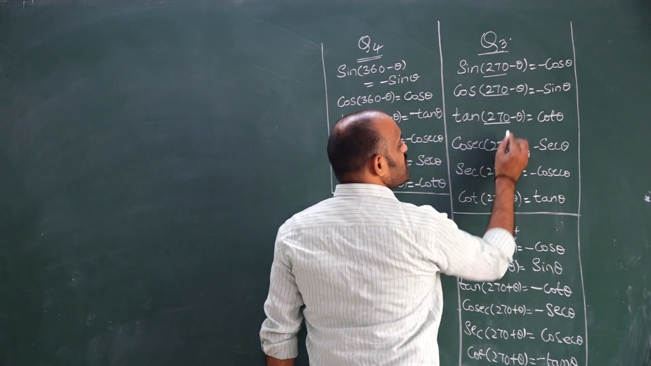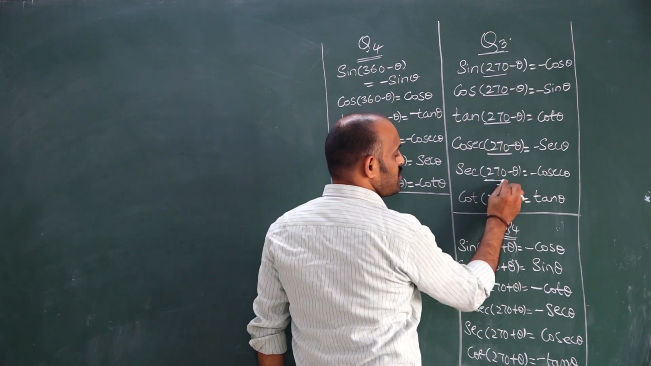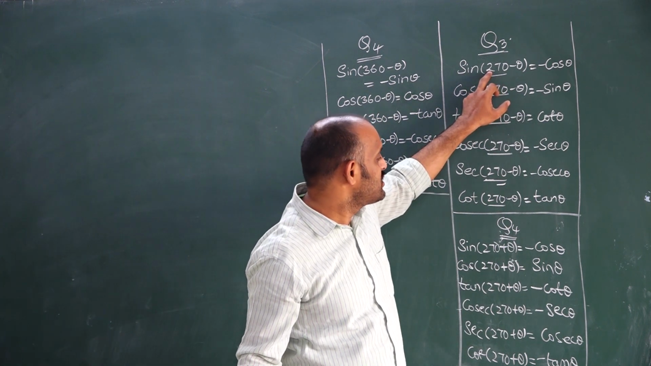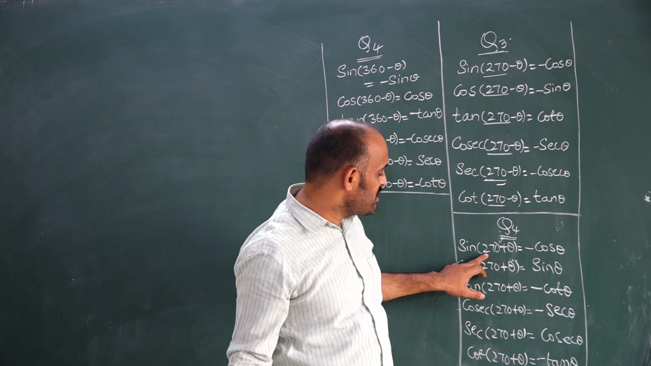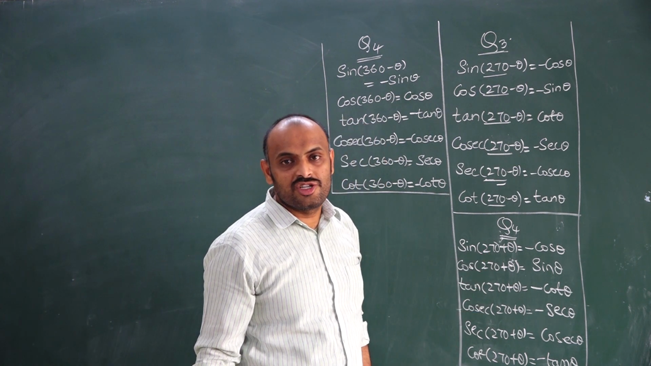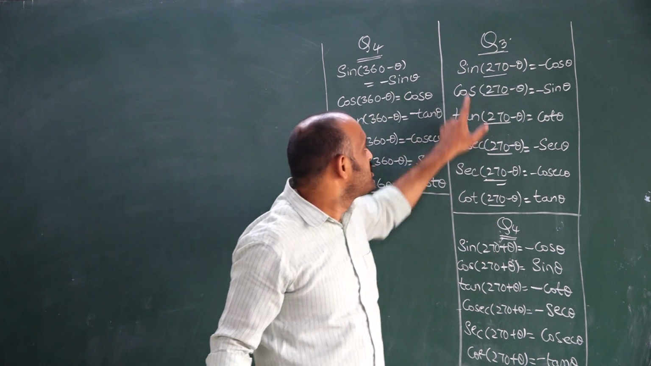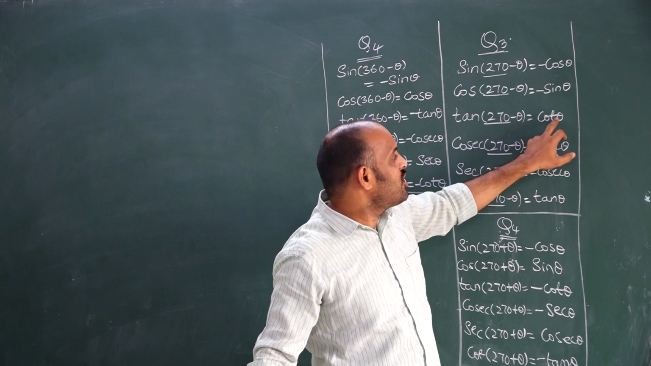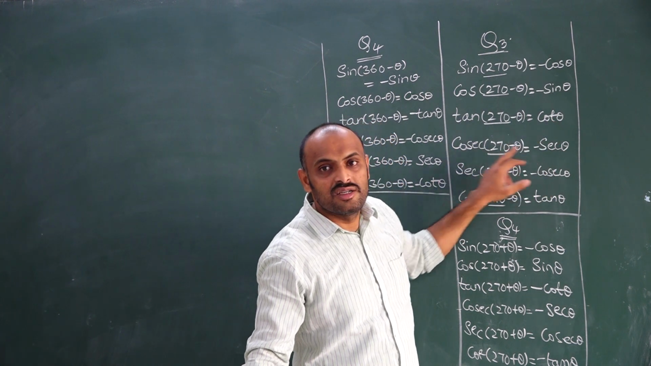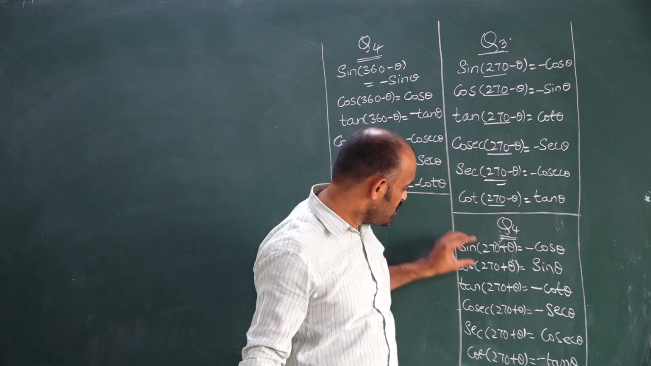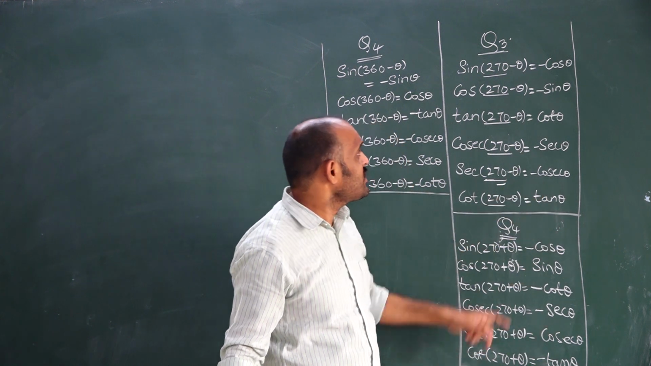270 means odd multiples of 90, 90 into 3. Here also 270 means 90 into 3. For odd multiples of 90, the trigonometric ratio changes its phase. Sine becomes cos, cos becomes sine, tan becomes cot, cosecant becomes secant, secant becomes cosecant, and cot becomes tan. The same way here also.